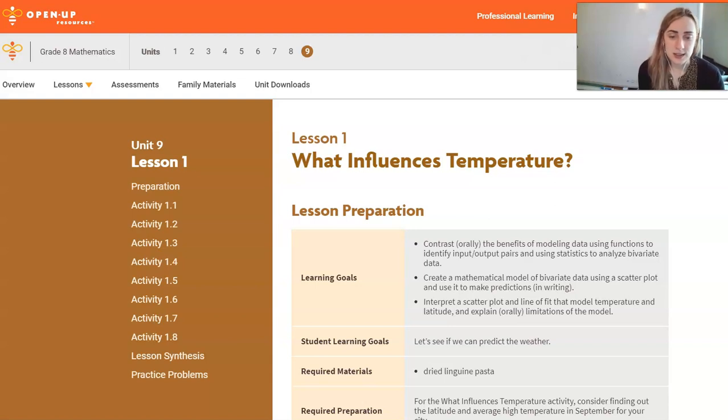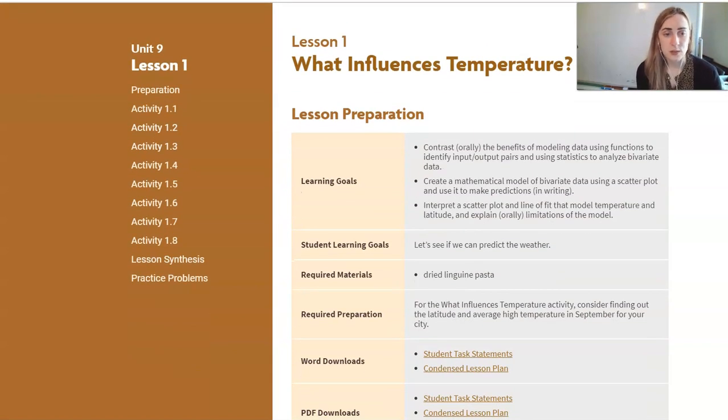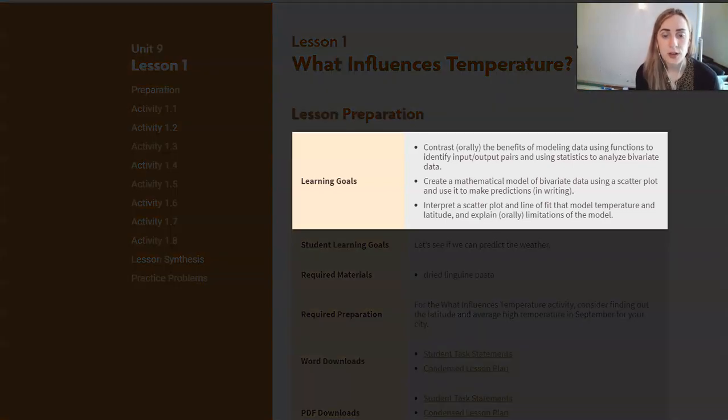So you can see here it tells us the goals of the lesson, which is going to be broken down into multiple days for the projects at the end of the year. The goals of this project are to contrast orally, or out loud, the benefits of modeling data using functions to identify input-output pairs and using statistics to analyze bivariate data. The goal is also to create a math model of bivariate data using a scatter plot and use it to make predictions in writing. And then finally, to interpret a scatter plot and line of fit that model temperature and latitude and explain out loud the limitations of the model.